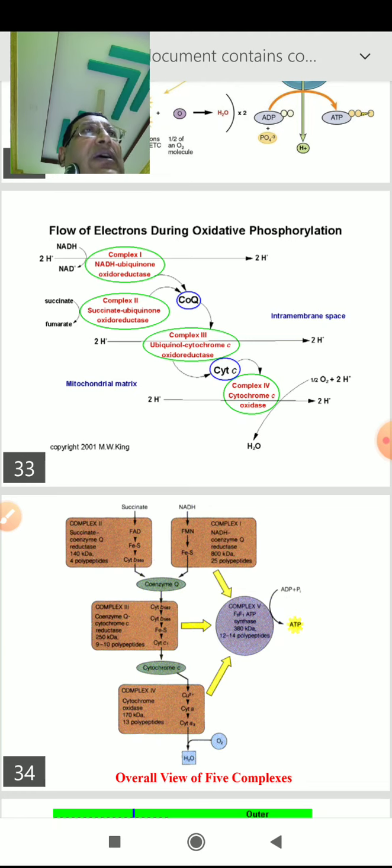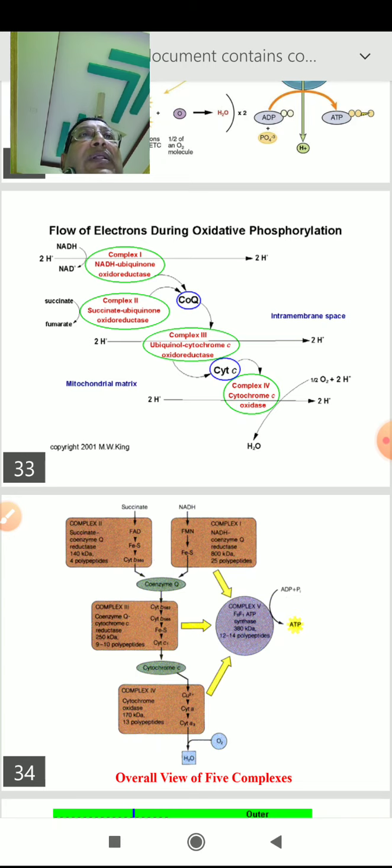I have shown the diagram here very nicely: the flow of electrons during oxidative phosphorylation. In this diagram the electrons and hydrogen protons are accepted by either NAD or FAD. If it is NAD then complex 1, if it is FAD then complex 2. Ultimately it shuttles into coenzyme Q, then goes to complex 3, then to cytochrome C, and from cytochrome C to complex 4. So ultimately the electron helps in the generation of the water molecule.